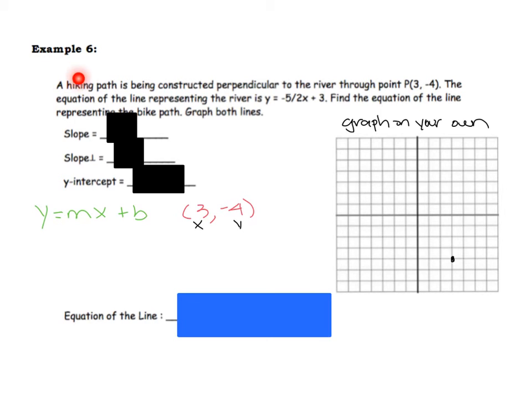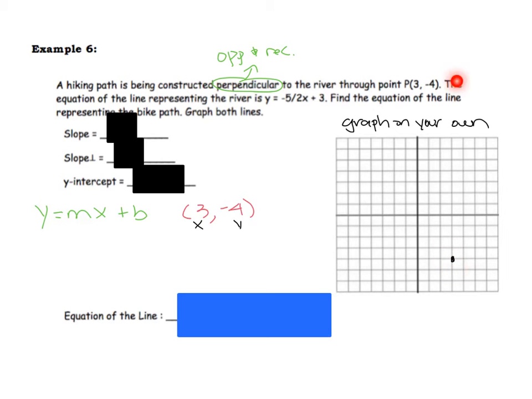All right, so next example, we have a hiking path is being constructed perpendicular. So here you guys want to make sure that you recall what perpendicular means. It means that these two lines, their slopes are going to be opposite of each other and reciprocal of each other. Okay, so a hiking path is being constructed perpendicular to the river through point 3, -4.